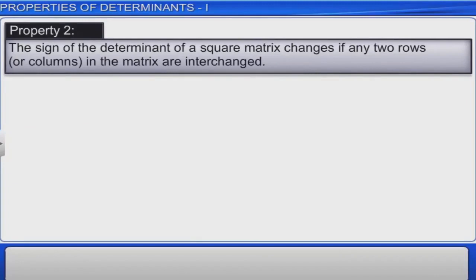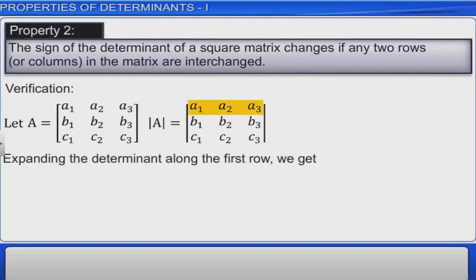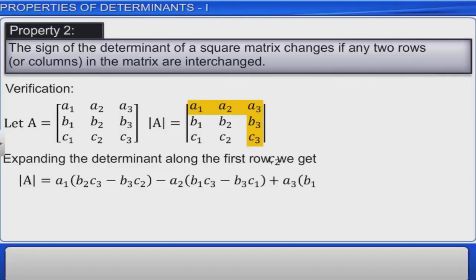It says that the sign of the determinant of a square matrix changes if any two rows or columns in the matrix are interchanged. Consider a 3 by 3 square matrix A. Let's evaluate the determinant of matrix A. By expanding it along the first row, we get A1 times of B2 C3 minus B3 C2 minus A2 times of B1 C3 minus B3 C1 plus A3 times of B1 C2 minus B2 C1.